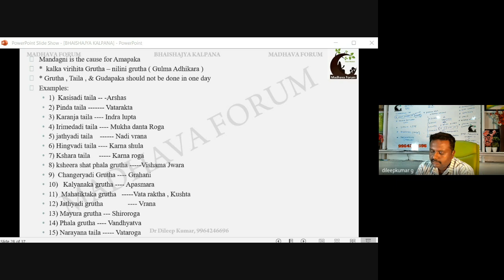So dose is 1 to 3 gunja. So 3 gunja is the dose. Anupana is Shitodaka. If you use Ushnodaka for Ichchhabhedi rasa, then it will stop its action. If you want to stop the action of Ichchhabhedi, just advise the patient to drink hot water.